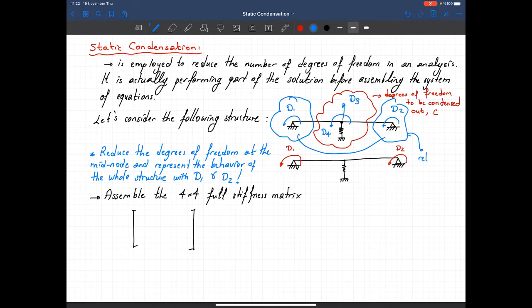I want to keep them, degrees of freedom, and I want to show it with R. Let me erase that, not with K, with R. Okay, now when you assemble the stiffness matrix, the first 2 degrees of freedom are the ones that I want to retain, and the 3rd and the 4th degrees of freedom are the ones that I want to condense out. So I will partition the stiffness matrix as follows.